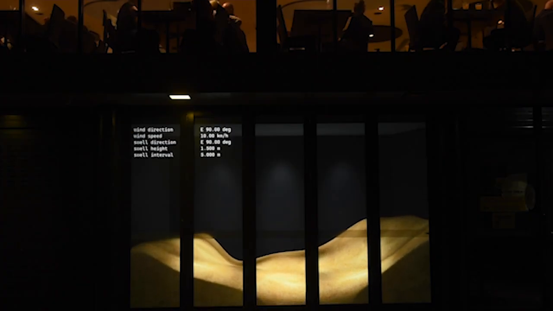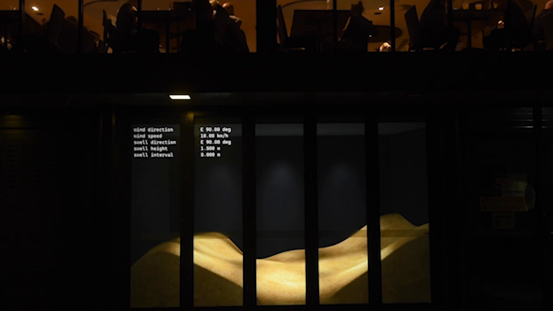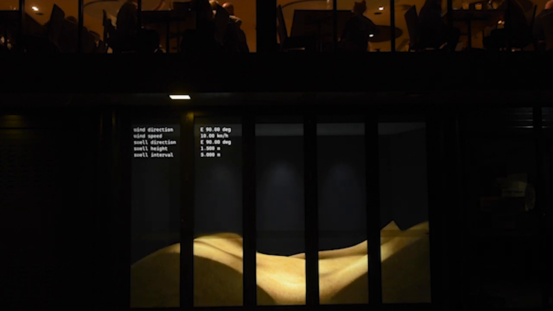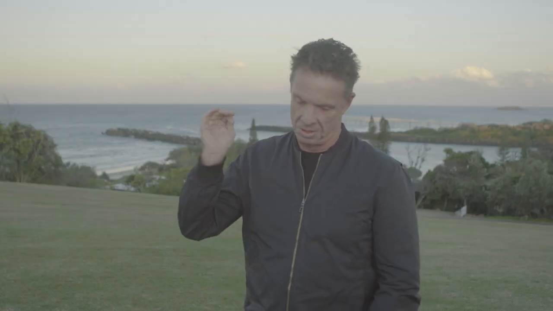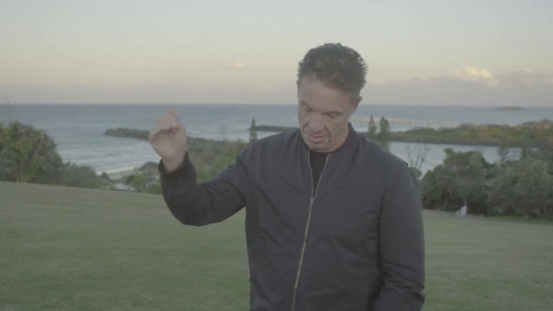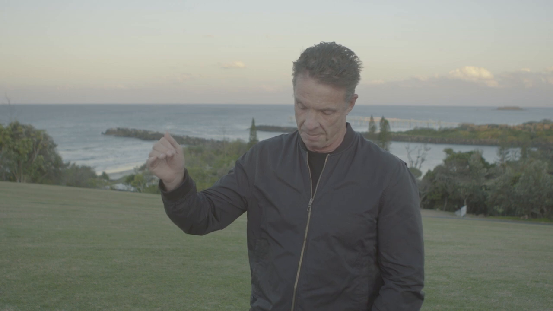That sand is being moved around that room in real time based on the data that we're collecting from the wave buoy that's off the coast here at the Tweed. I think that's where the real power of the work exists, is this long-term engagement with audiences. So I guess in my mind, the ultimate objective with this work is for it to occupy its own three-dimensional object.